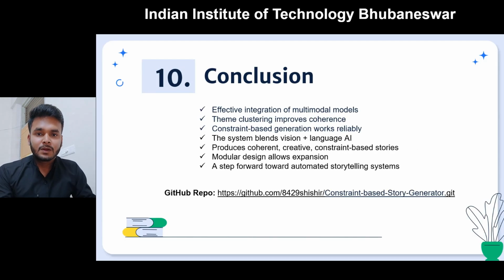This is basically the conclusion of our project. Our project is the integration of multiple models, theme clustering helps the user interaction, and the constraint generation is working well. Our model is a combination of vision and language AI, meaning we are generating the story on the basis of images, and this fulfills the narrative constraints like word limit, tone and theme of the story. This can be extended up to automated storytelling. Thank you so much.